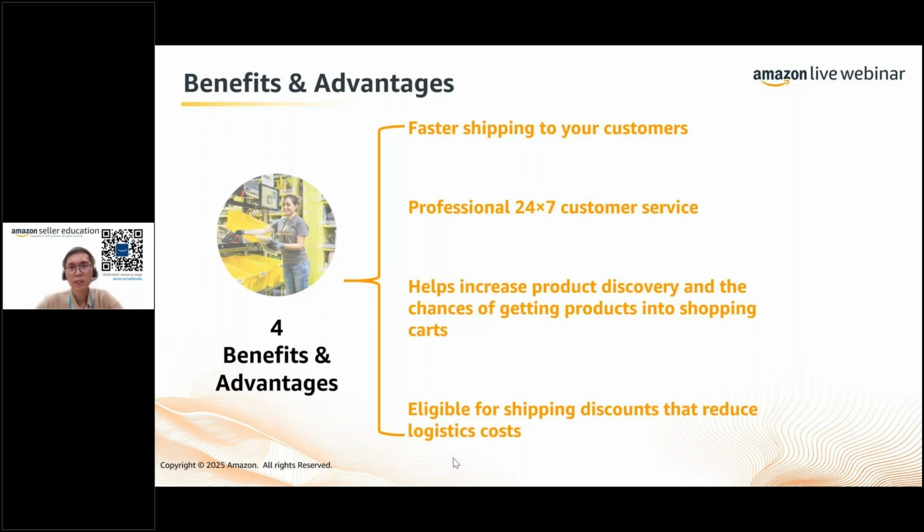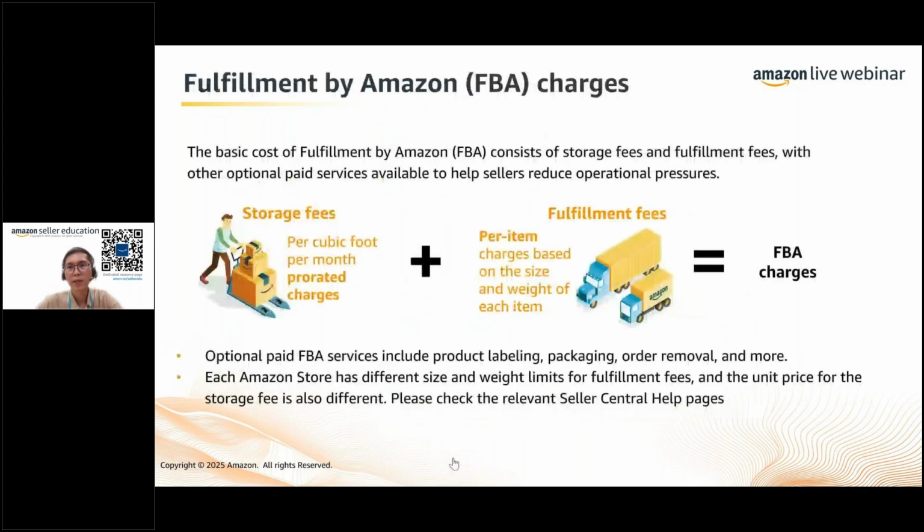All right, so this is a quick overview of the fees. FBA charges consist of the storage fee, which is based on per cubic foot per month, and it will be prorated depending on which month, at which point of time, your product reaches the fulfillment center. The other one, the fulfillment fee, is based on per item and charged according to the size and the weight of each item. So these two are the FBA charges.